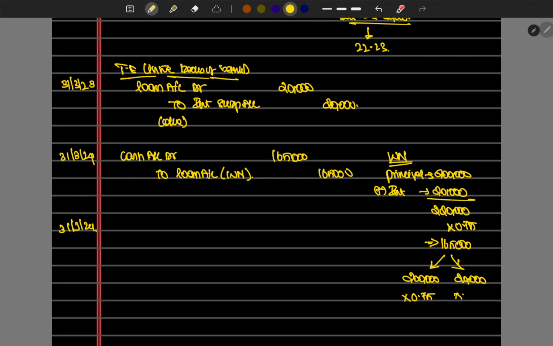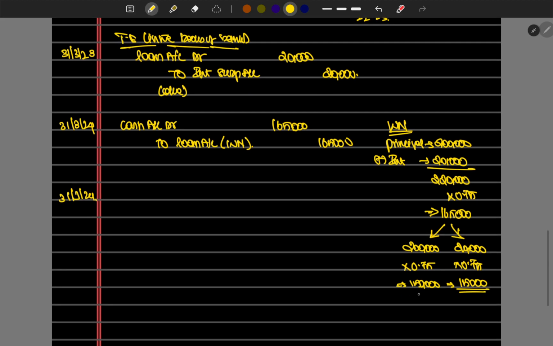So 2 lakh into 0.75 is 1,50,000, and 20,000 into 0.75 is 15,000. So the merchant has paid 1,50,000 as the principal and 15,000 as the interest. So we have received the interest of 15,000 and principal of 1,50,000.